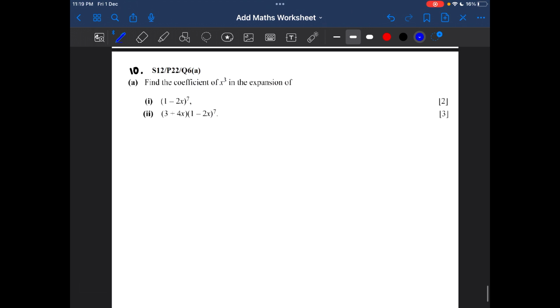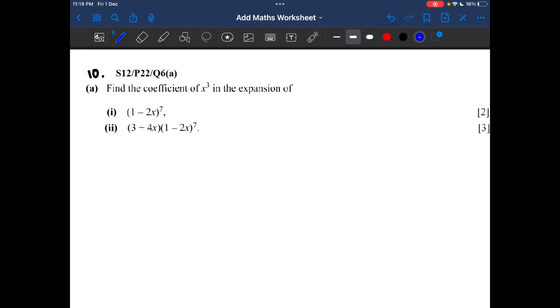Moving on to question number 10, the last question of this worksheet. It says find the coefficient of x cube in the expansion of this. They're not asking for the whole expansion. They just need the term in which you have x cube and they need the coefficient of that term. So I'm going to just copy this down: 1 minus 2x power 7. We're going to find out the term coefficient involving x cube.